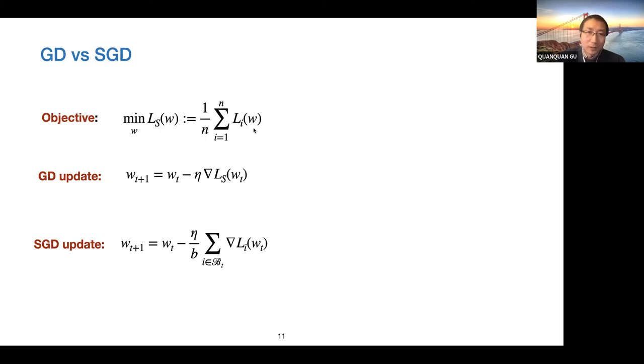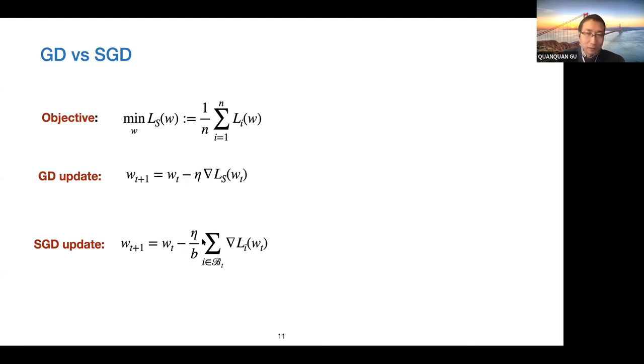The right-hand side is, for example, the average of the loss defined on the training data set. And we can use gradient descent to solve this minimization problem. It's an iterative algorithm. Starting from W_0, every iteration we just move along the negative direction of the gradient, by some step size eta. Or in deep learning, people call it the learning rate eta.